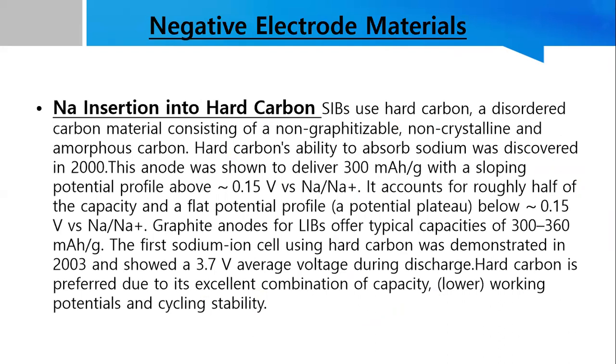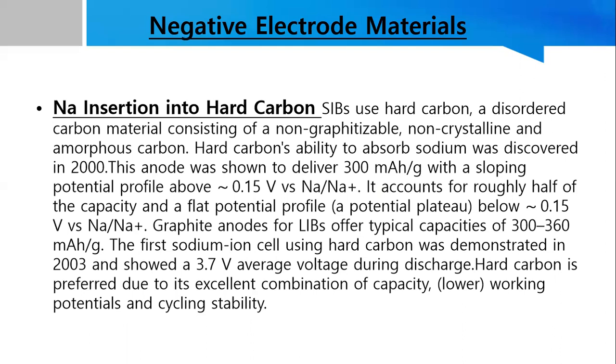Sodium ion batteries use hard carbon, a disordered carbon material consisting of a non-graphitizable, non-crystalline, and amorphous carbon. Hard carbon's ability to absorb sodium was discovered in 2000. This anode was shown to deliver 300 milliampere hour per gram with a sloping potential profile above 0.15 volt versus sodium/sodium ions. It accounts for roughly half of the capacity, with the other half a potential plateau below 0.15 volt versus sodium/sodium ions.